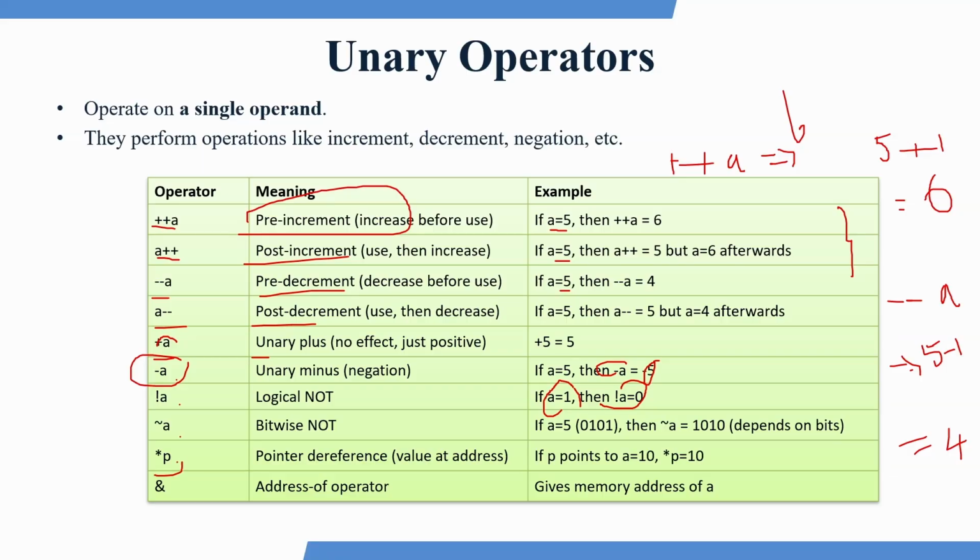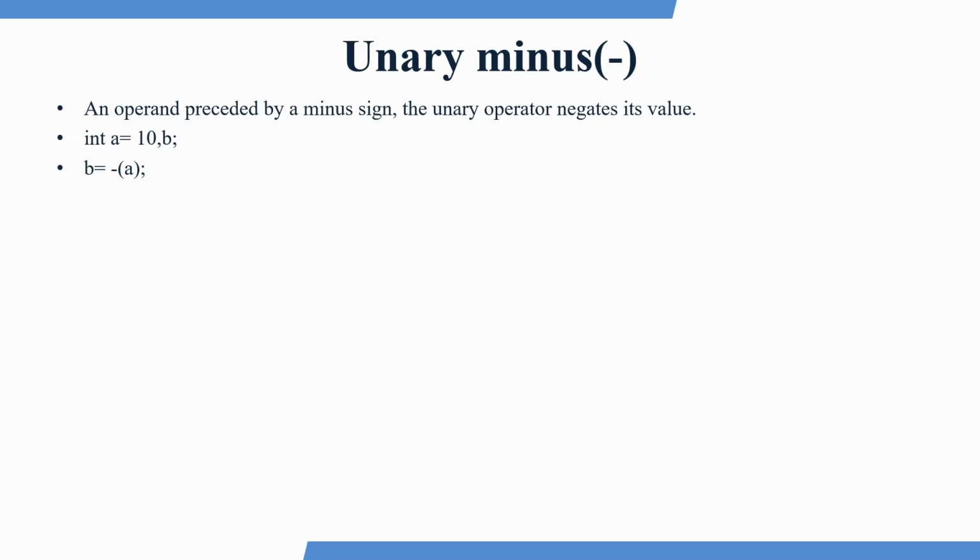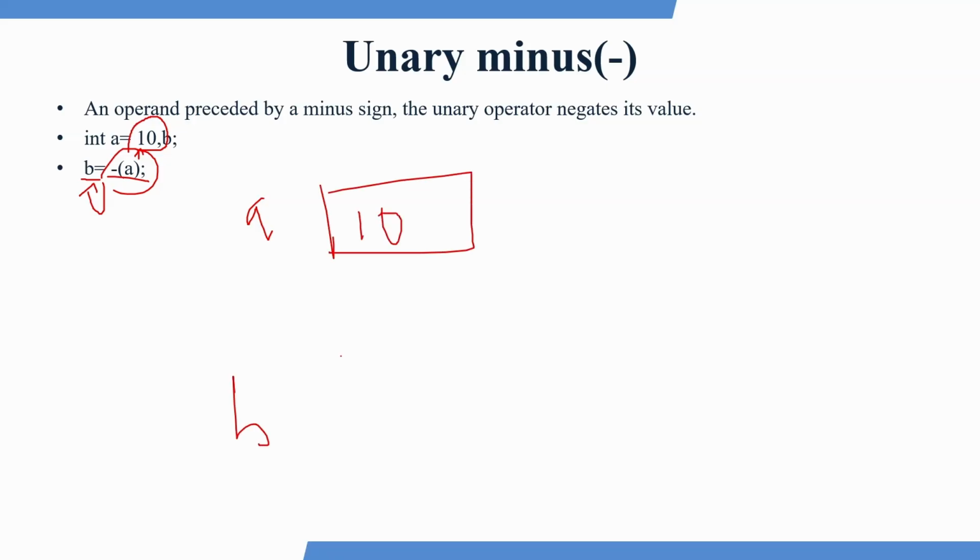This *p is the pointer dereference operator, which is used to access the value at the mentioned address, and address-of means it will give the memory address of that particular variable. This is unary minus. As I said earlier, if I assign b equal to minus a, then the value stored in a, 10, is changed to minus 10 and stored in b. A will keep the positive value 10, but b will have the negative value minus 10.